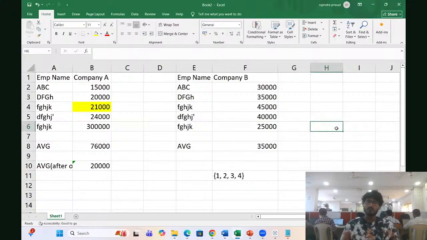So what I'll do is, out of the 10,000 rupees, I'll buy 8,000 rupees worth of items for L size shirts and M size shirts.